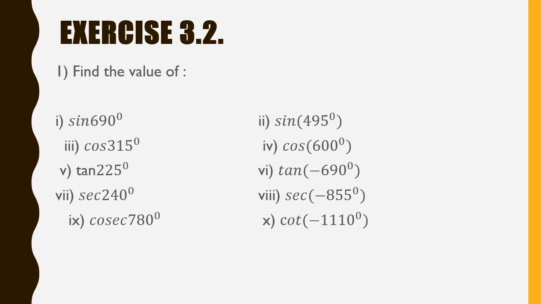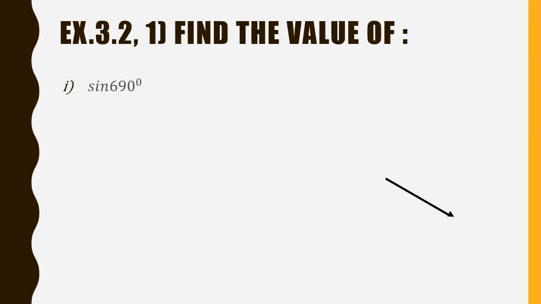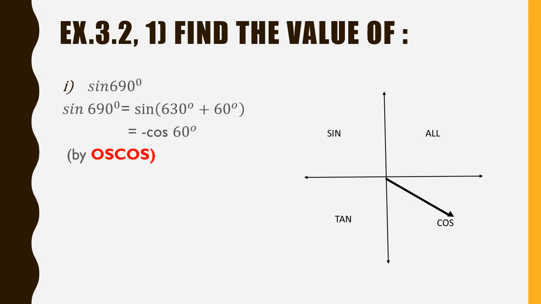So these are the examples of exercise 3.2. Find the values of all these angles. Let's see how we do that. Sine 690. First decide where the quadrant is. Okay. So the angle is 360 and more. So it lands in the fourth quadrant.